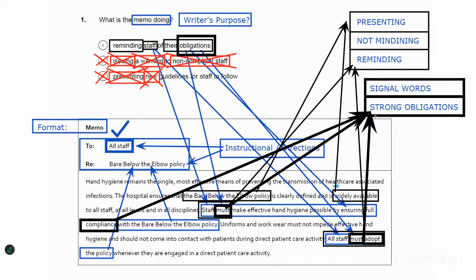C, contradicted. It's a contradiction. Is it new? No, it is not new. They are old guidelines in the policy. The bare below the elbow policy is clearly defined and is widely available, at all levels, all disciplines, all hospitals, everywhere. They're already available. That means old guidelines, not new guidelines.